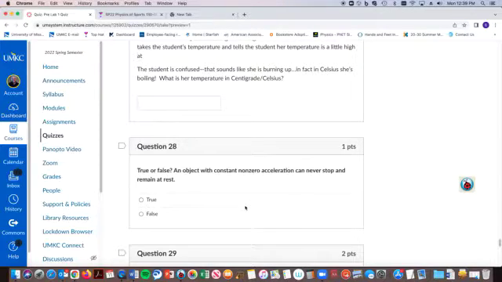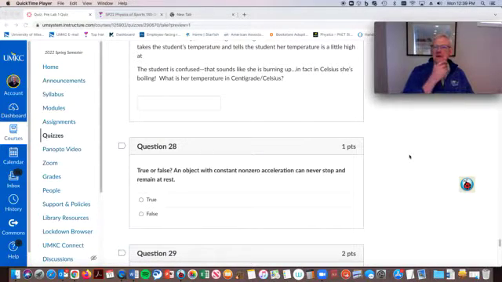Here's the idea. I told one of your classmates this one. If you throw a baseball straight up in the air, the acceleration due to gravity is always acting on it. It's not like you throw it up and it hangs there because there's no gravity. No, gravity's acting on it. That's what's slowing it down, and when it comes back down, that's what's speeding it up. So that's an object with constant non-zero acceleration.